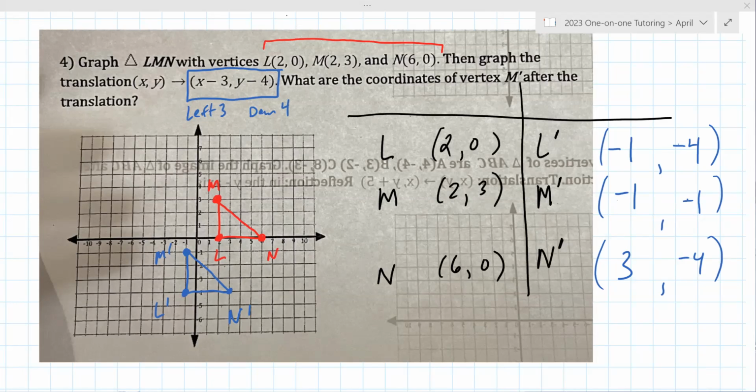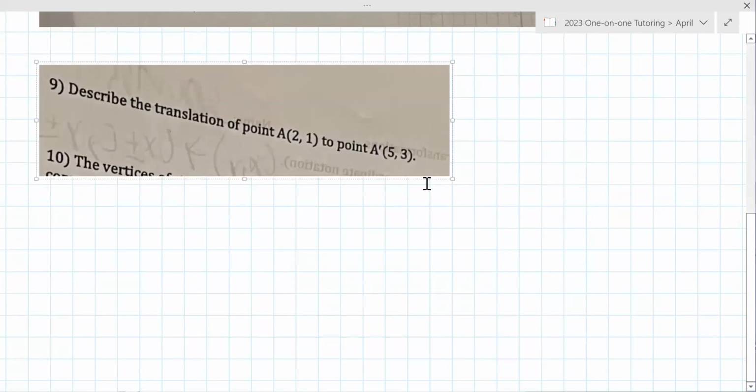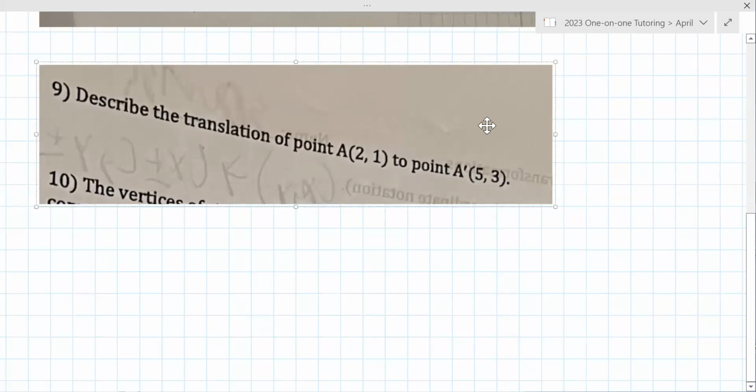Okay, let's do number 9. It says, describe the translation of points A to A prime. And what I'm going to do here is go back and grab a graph.